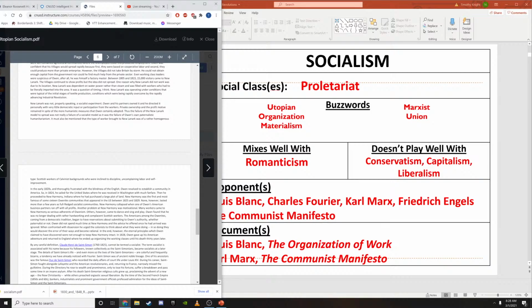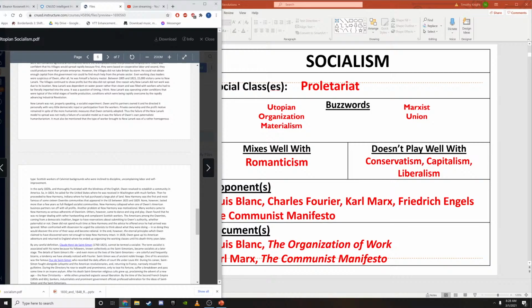The Americans among the Owenites, coming from a democratic tradition, began to have reservations about submitting to Owen's authority, whether paternalist or not. Owen did not spend much time at New Harmony, and the advice he offered once he had arrived was ignored. When confronted with dissension, he urged the colonists to think about what they were doing. In so doing, they would discover the error of their ways and become rational.